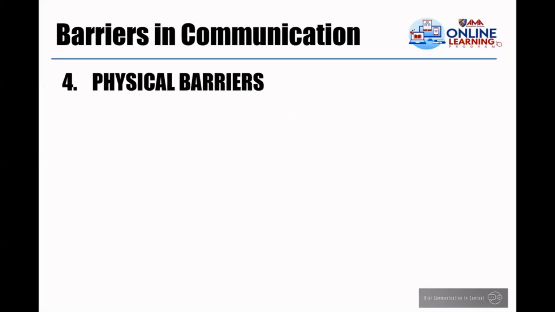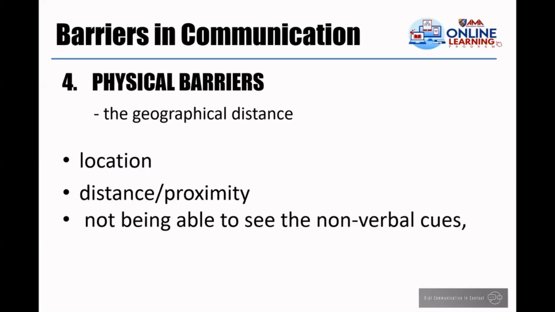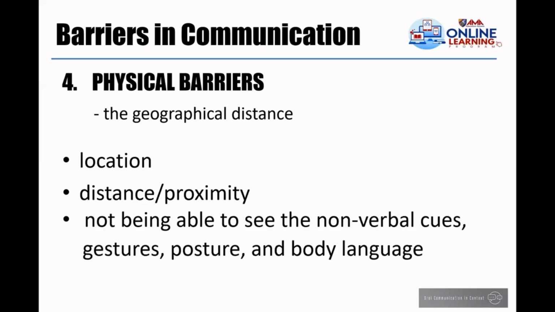Number 4, physical barriers. This pertains to the geographical distance or the location or the proximity, or not being able to see the non-verbal cues, gesture, posture, and body language. All of this can make the communication process ineffective and unsuccessful. That's why if the sender and receiver are at a distance far from each other, they need to go nearer to each other para magkaintindihan sila ng mas maayos.